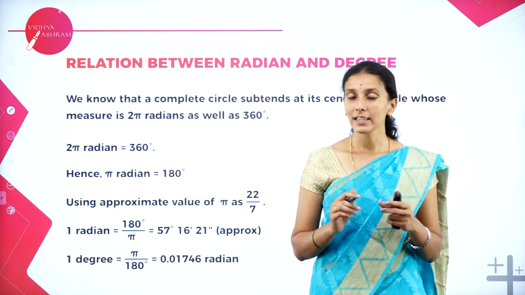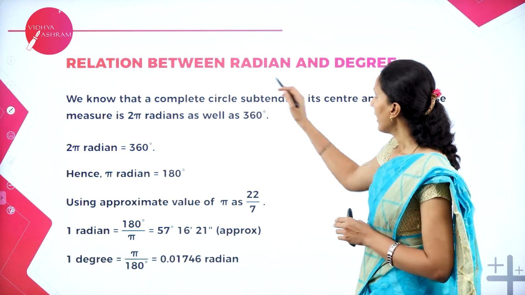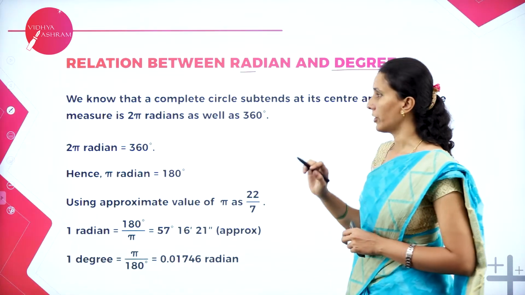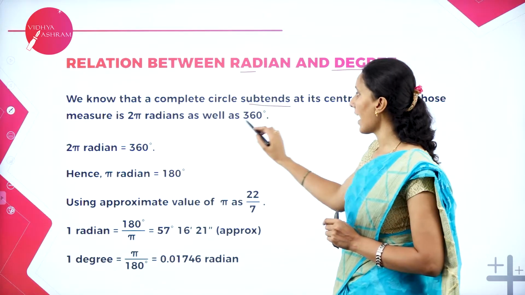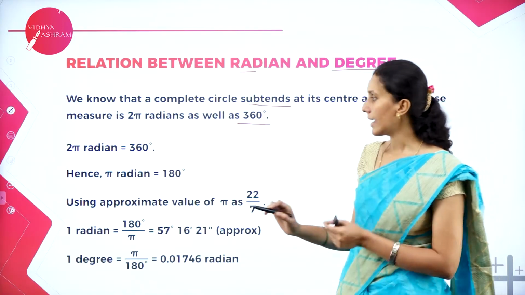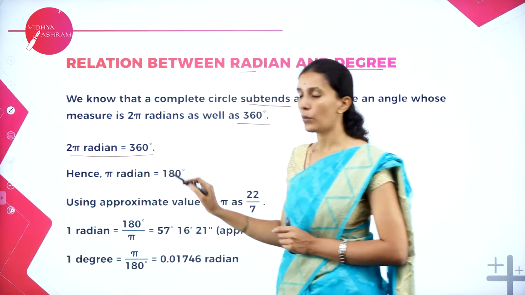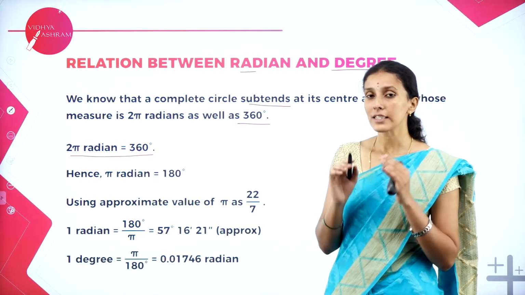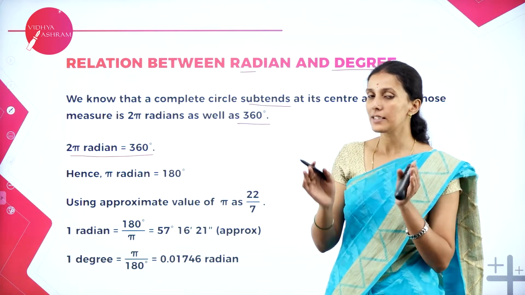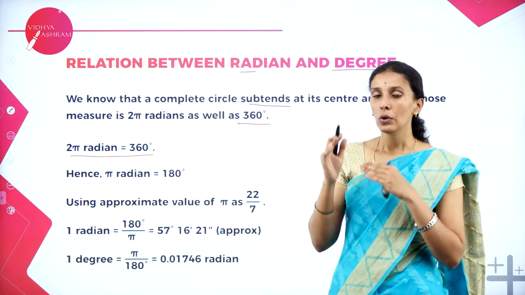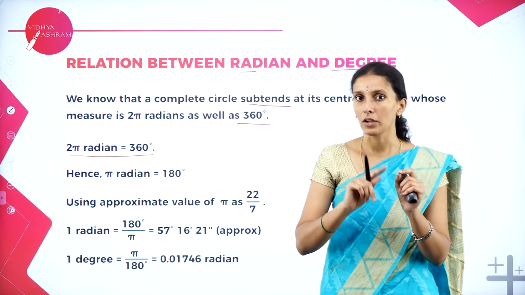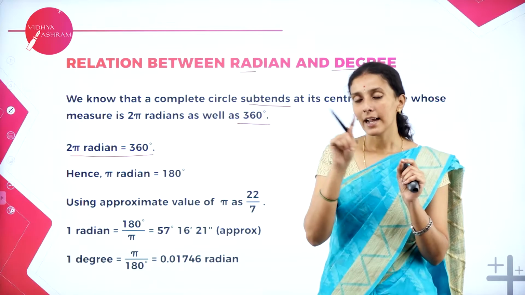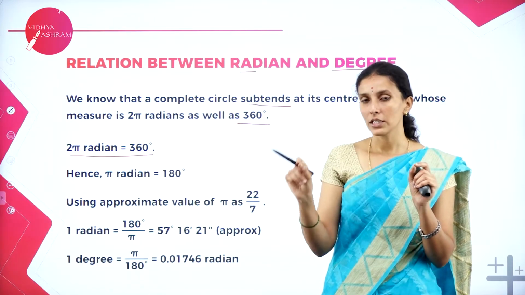Now let us study the relationship between radian and degree measurement. We know that a complete circle subtends an angle of 360 degrees, and that is 2 pi radians, which is equal to 360 degrees. Then what is the angle of a semicircle? Semicircle means half of the circle, whose degree will be 180 degrees. You can take your protractor as an example. The angle inside the protractor is from 0 to 180 degrees.